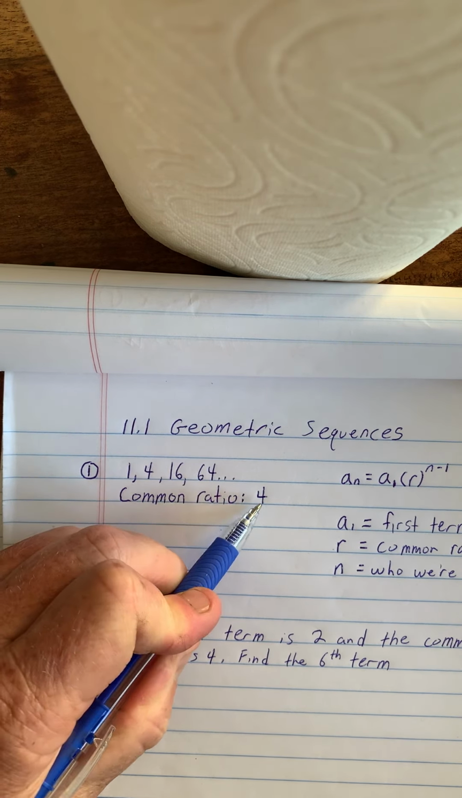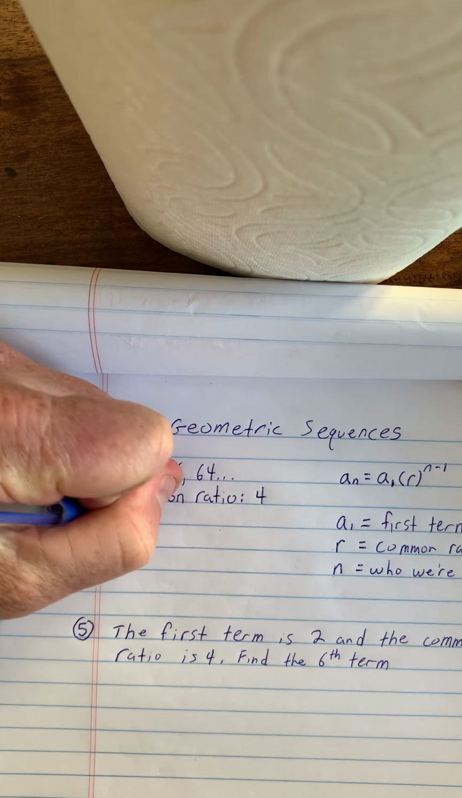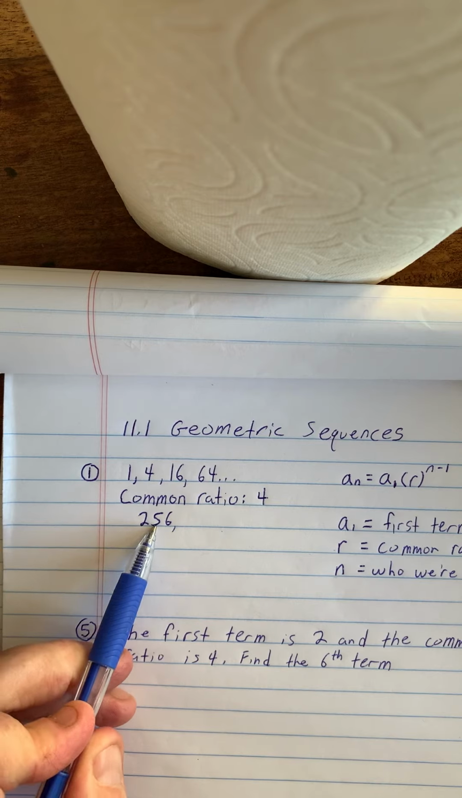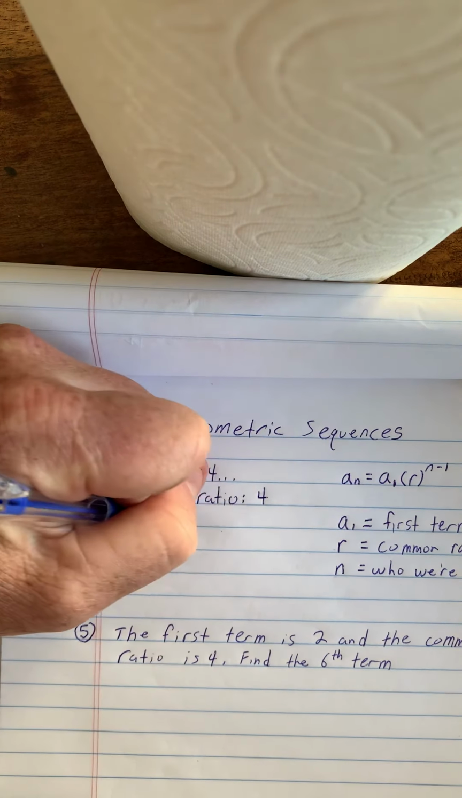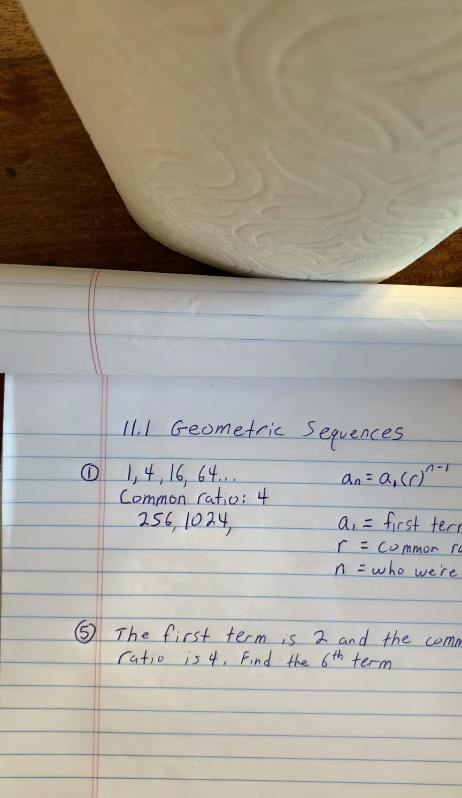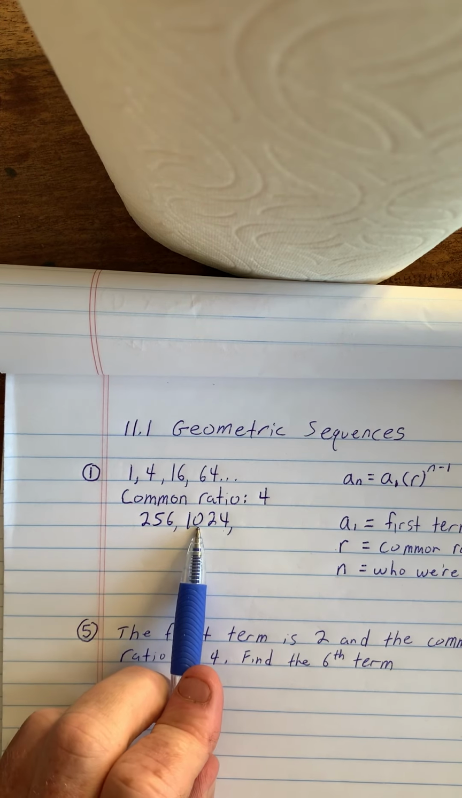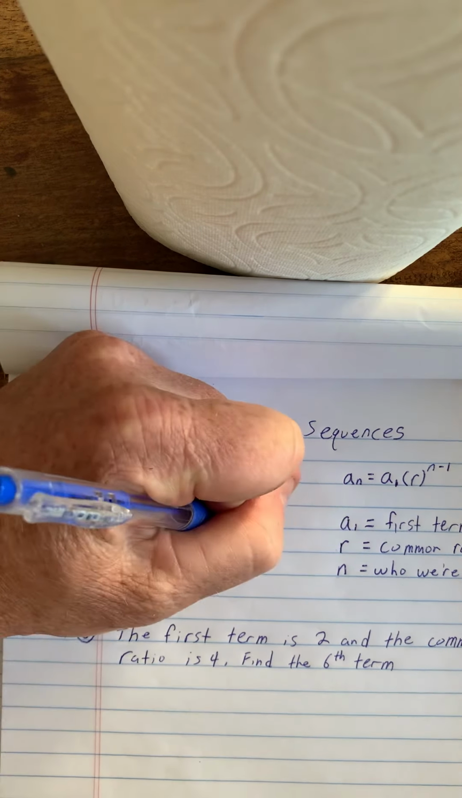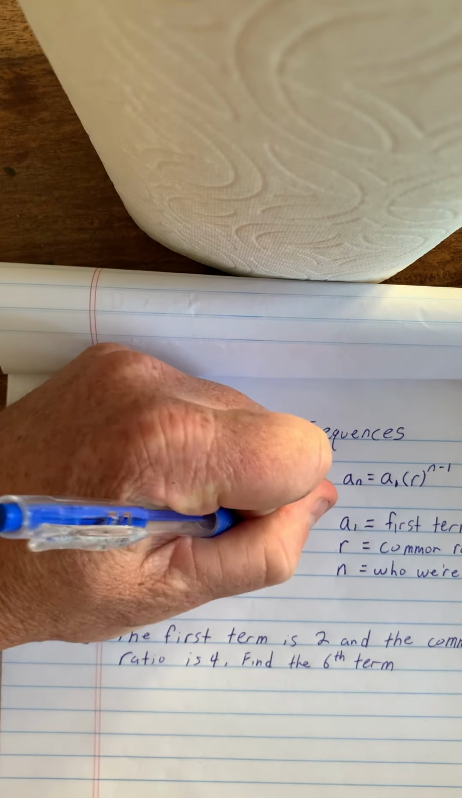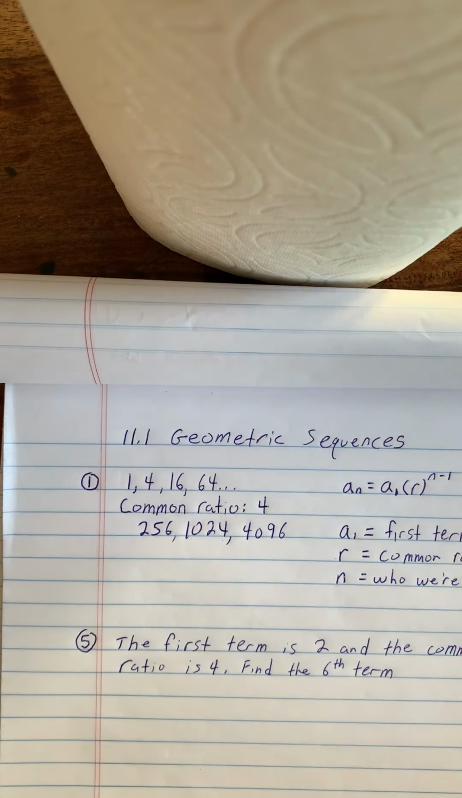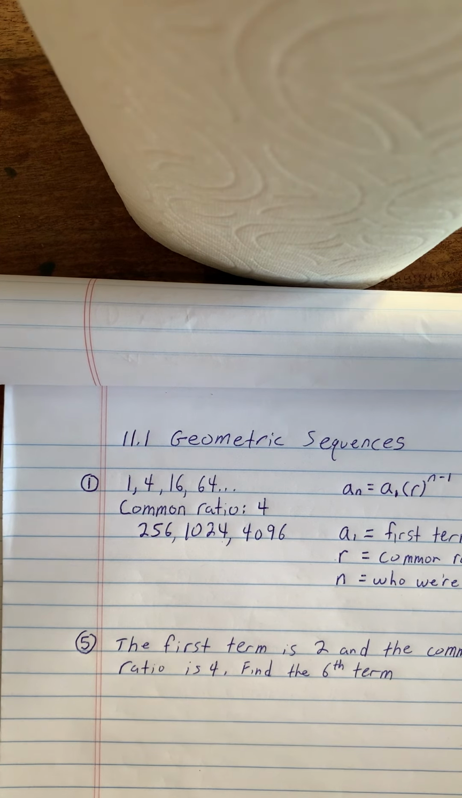64 times 4 is 256. I know that, you know that. 256 times 4 is 1024, okay? And then one more time, 1024 times 4 is 4096, okay? That is the common ratio, and that is how to figure out how to find the next 3 terms. That is for questions 2, 3, and 4 on the sheet.